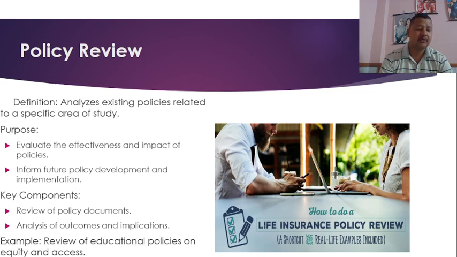Comparing policies across different regions or sectors provides recommendations for policy changes based on the evidence. While changing the policy, after collecting the data, on the basis of the data we need to change the policies. So the key components are the review of policy documents, analysis of outcomes and the implications. The examples under these policy reviews, as you can see, are reviews of educational policies on equity and access.